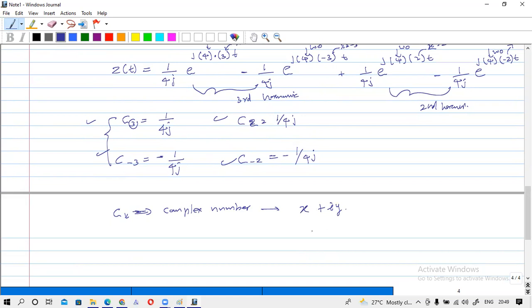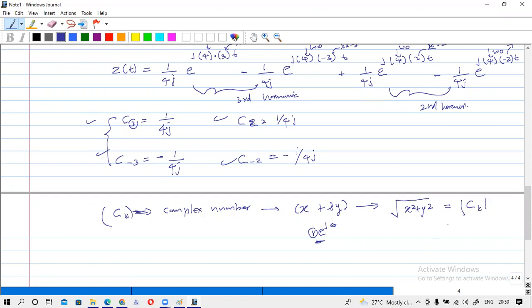Or we can use the polar form, that is this way. So this ck is a complex value. You know that for a complex number we have a magnitude. This one is the magnitude, actually r, if it is in polar form. Or if it is in Cartesian form, the magnitude will be the square root of x squared plus y squared. So this will be the magnitude of this ck.